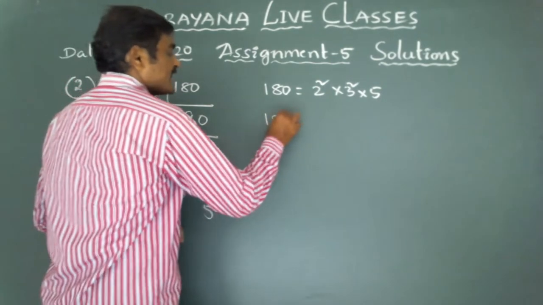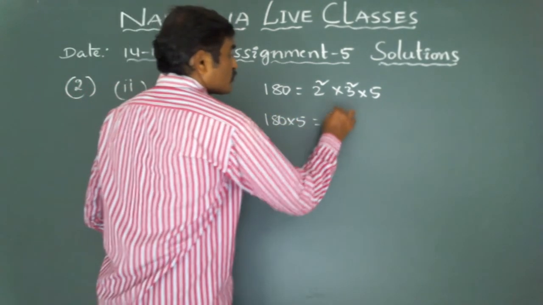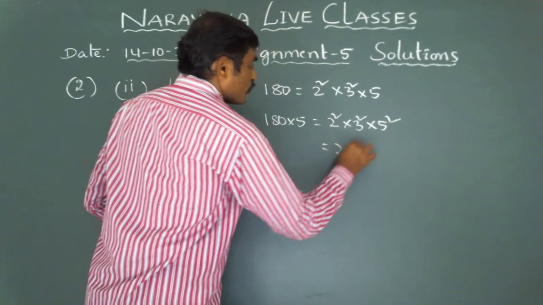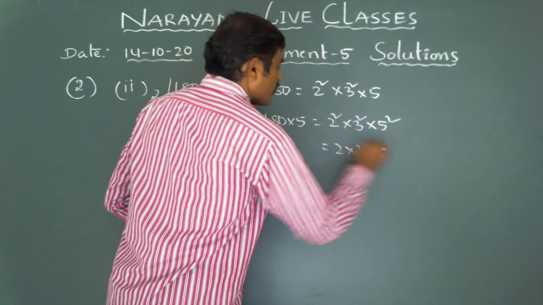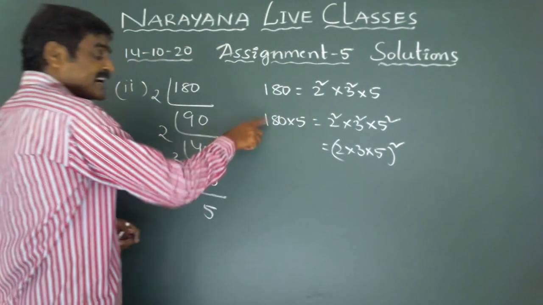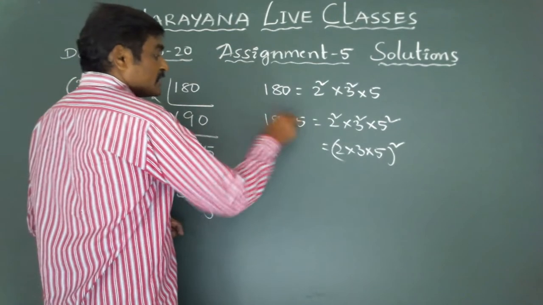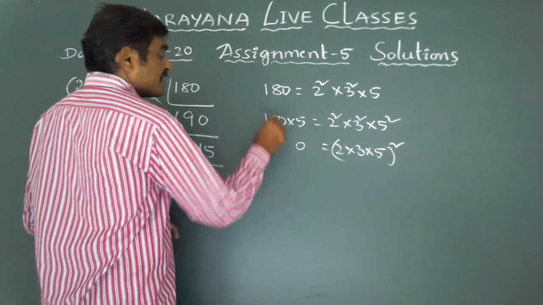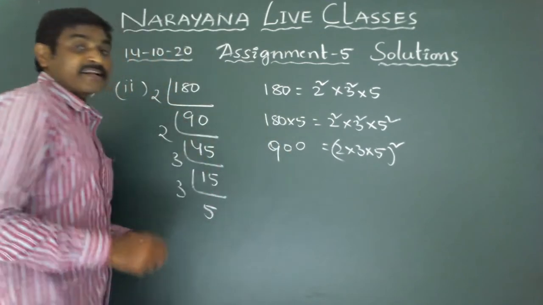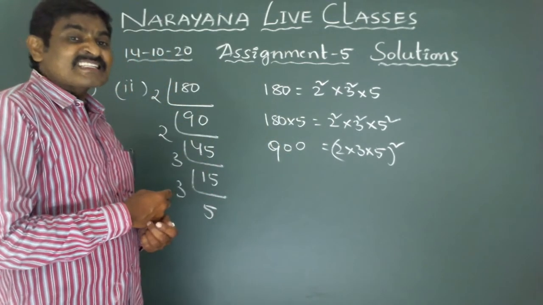So 180 into 5 is equal to 2 square into 3 square into 5 square, that is, (2 × 3 × 5) whole square. So it is a perfect square. That means 180 into 5: 5 zeros are 0, 5 eights are 40, 5 ones are 5 plus 4 is 9, so 900. So our perfect square number is 900.